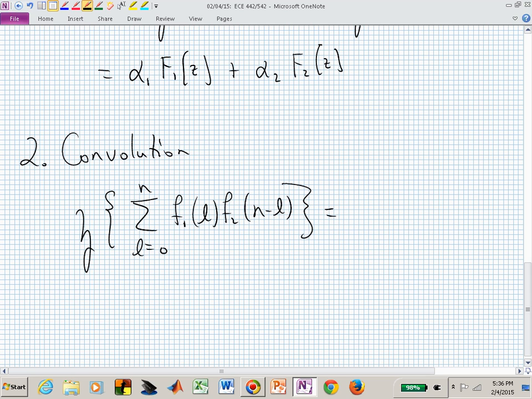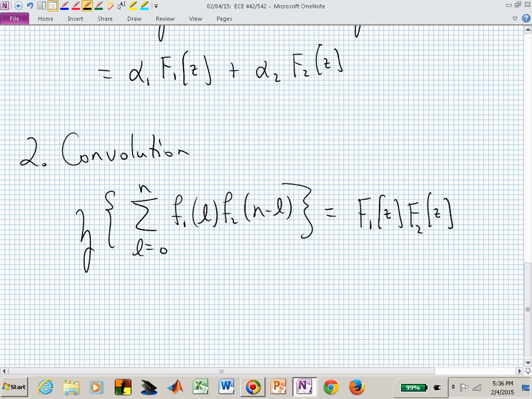Which means if you have two time sequences, f sub 1 and f sub 2, you can convolve those in the time domain with this convolution, which in discrete time is a summation. And if you take the z transform of that, that will be equivalent to the z transform of little f sub 1, which gives you capital F sub 1 of z, times capital F sub 2 of z, which is the z transform of little f sub 2 of n.